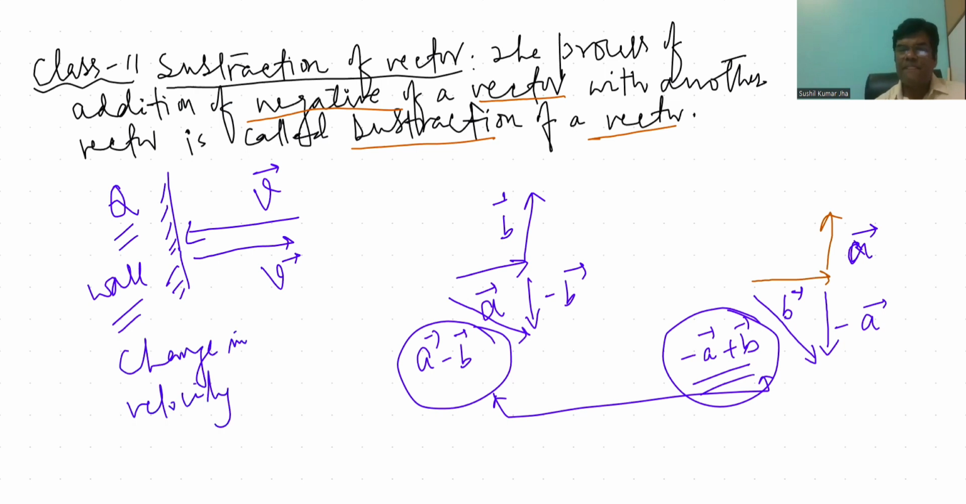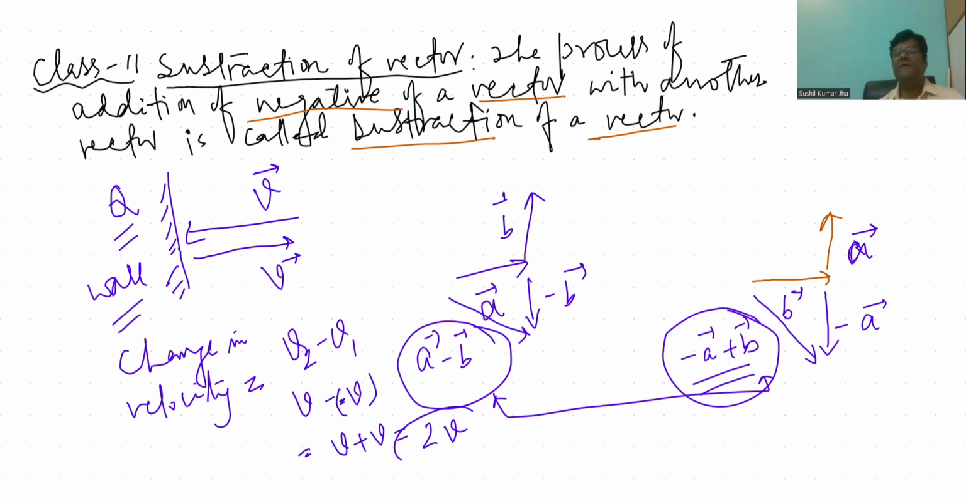Because velocity is a vector quantity, for change we find something final minus initial. So v2 minus v1, both are v. But if you take the ball going towards the wall as positive, then coming out from the wall is negative. So v and minus of minus v, and so it becomes v plus v, thus it is 2v. And this way we are using the subtraction of a vector, an application of this, right?